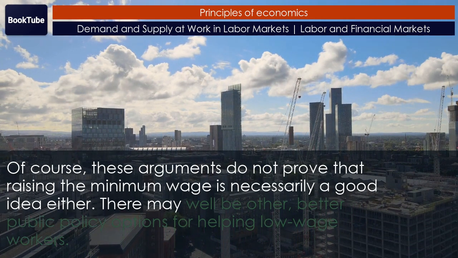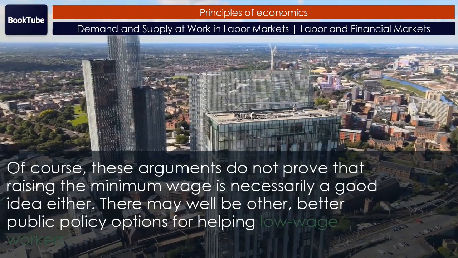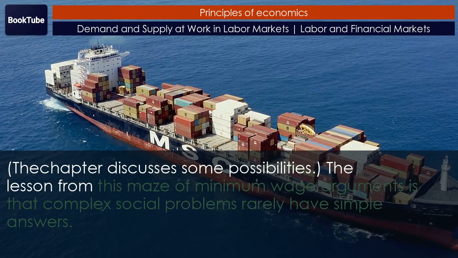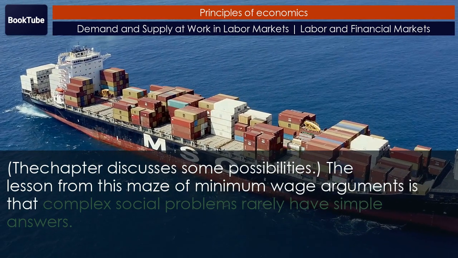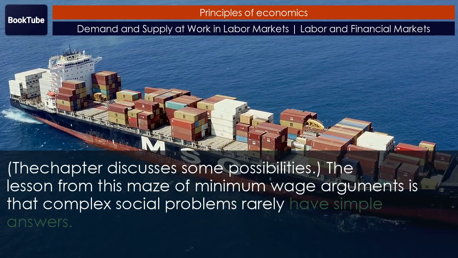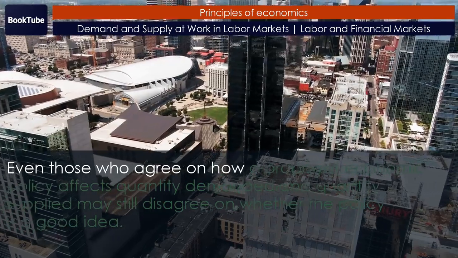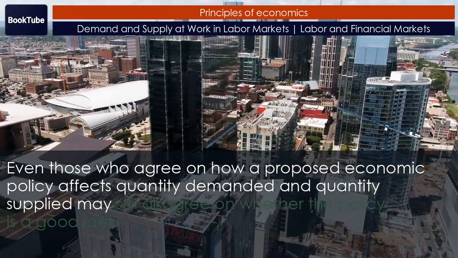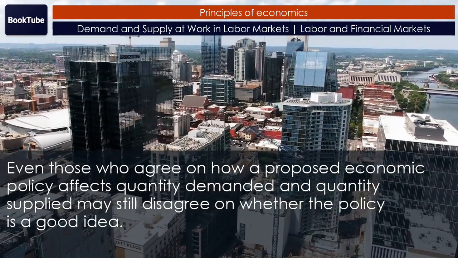There may well be other, better public policy options for helping low-wage workers. The chapter discusses some possibilities. The lesson from this maze of minimum wage arguments is that complex social problems rarely have simple answers. Even those who agree on how a proposed economic policy affects quantity demanded and quantity supplied may still disagree on whether the policy is a good idea.